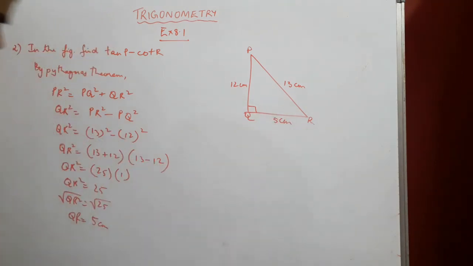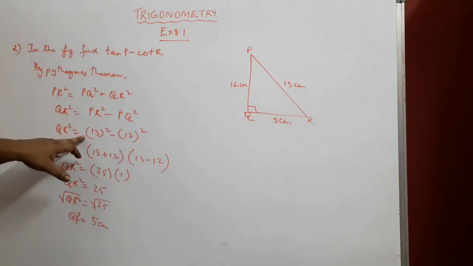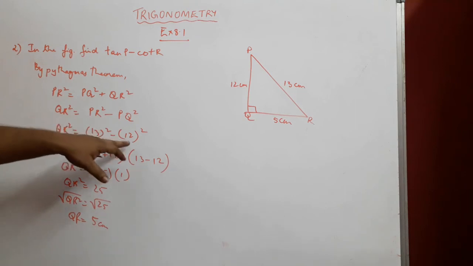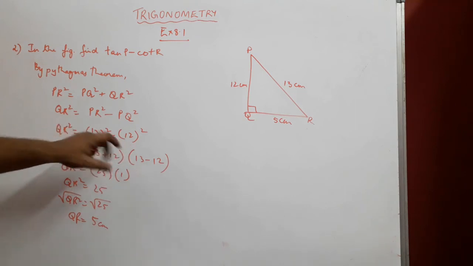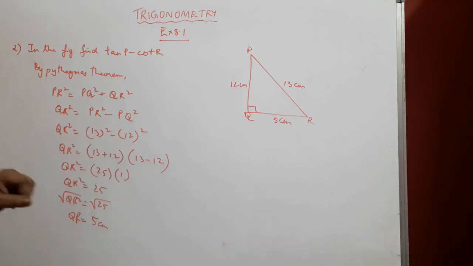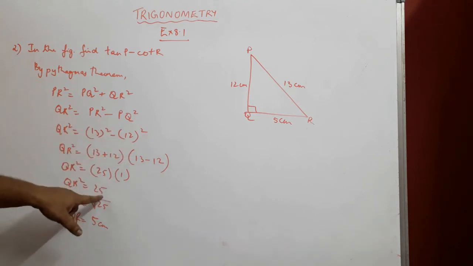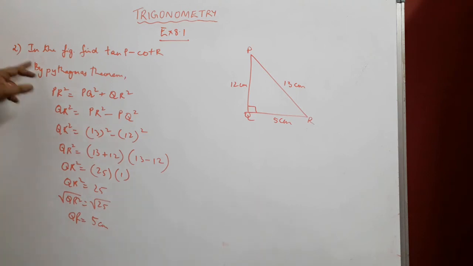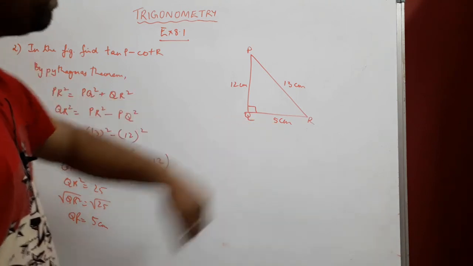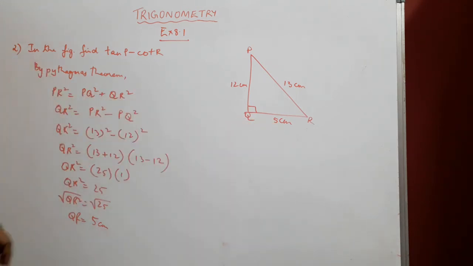Hence we get this. You can do the normal way also, find out what is 13 square, and what is 12 square, and then subtract and get it. This will be 169, this will be 144. 169 minus 144 will also give you 25. Now we have got QR. Now let us find out what is tan P and what is cot R.